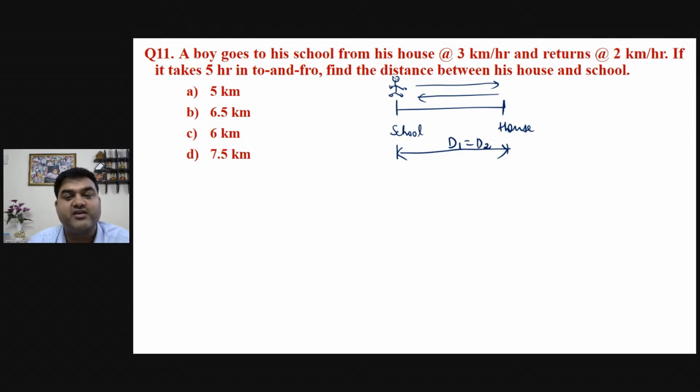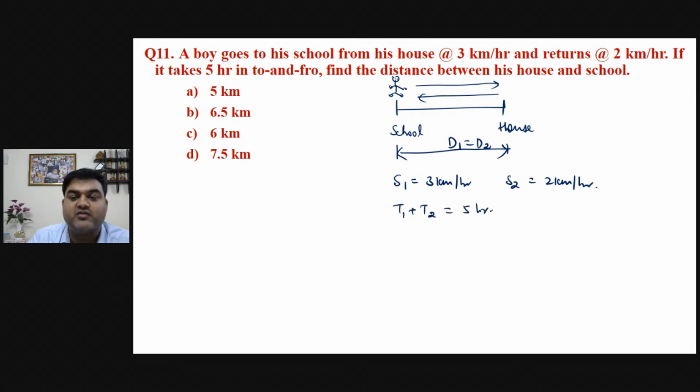Now the speed is changing. Speed 1 is 3 kilometer per hour, and while returning, the speed is reduced to 2 kilometer per hour. And they have given the total time, that is t1 plus t2, which is 5 hours. They are trying to find the value of d.